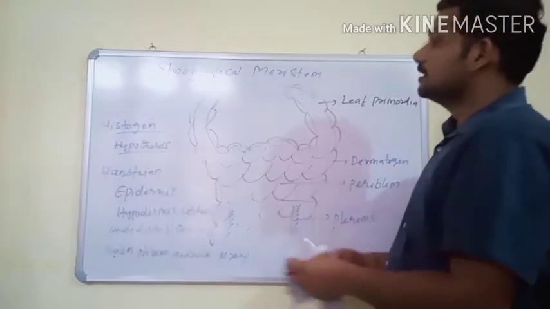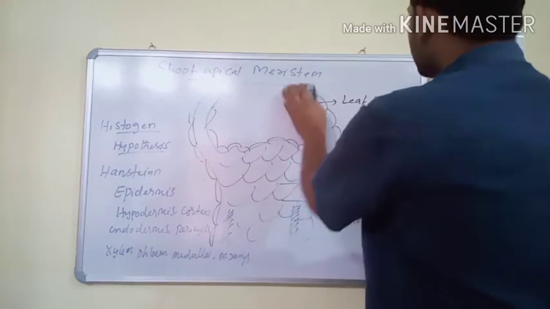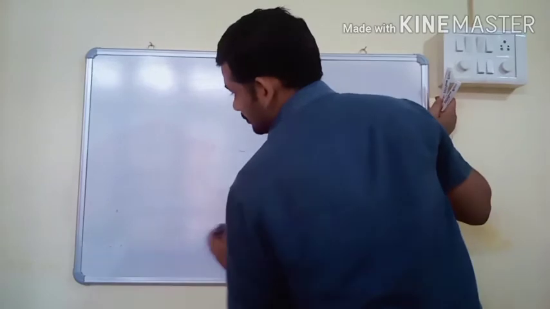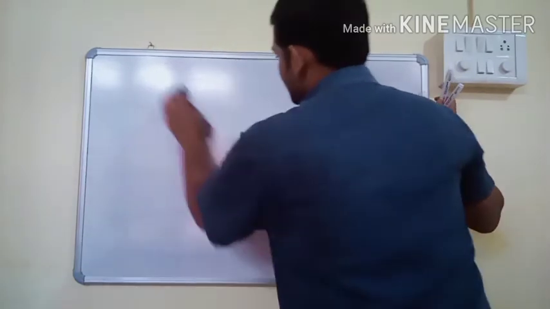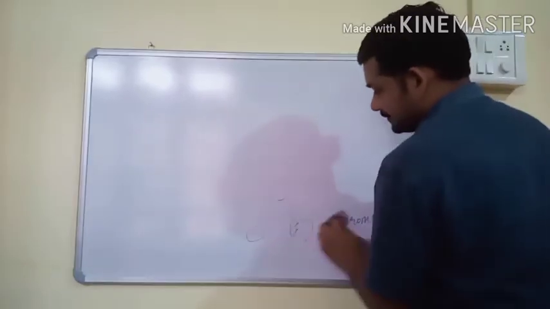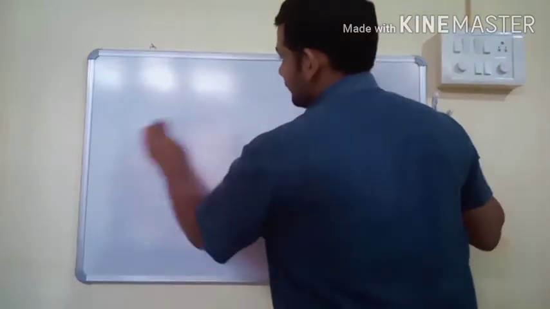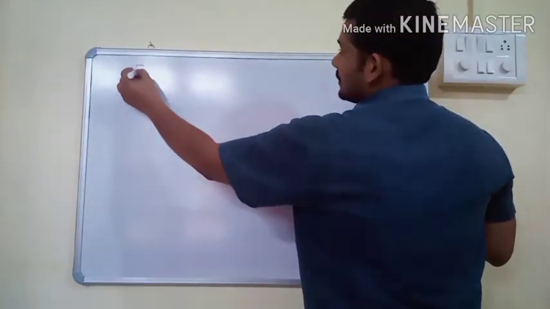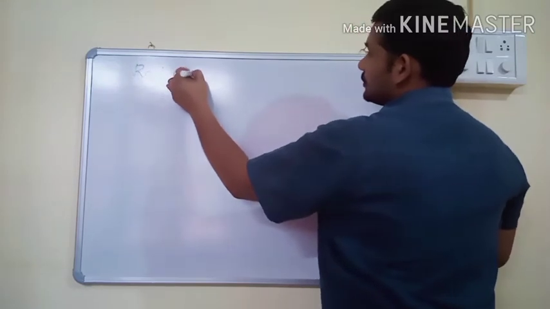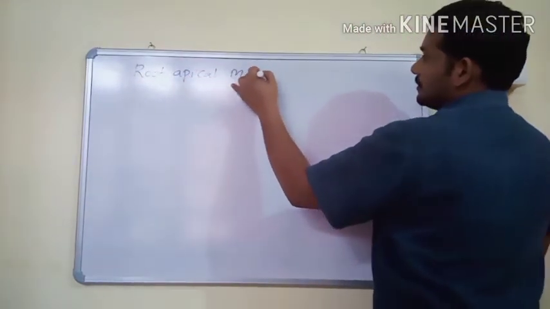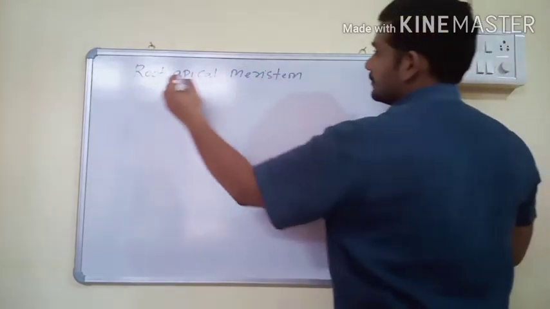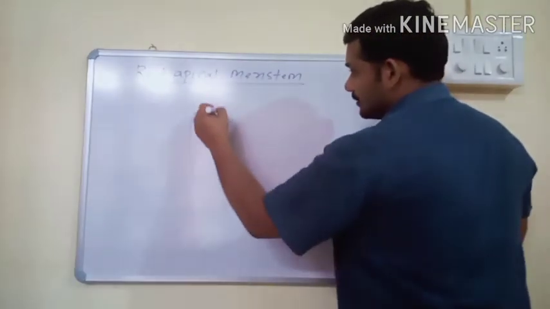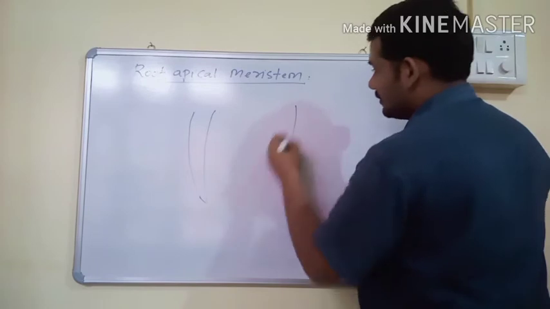So this is the shoot apical meristem. And the second one is the root apical meristem. If the apical meristematic tissue is present at the root apex, that is called root apical meristem. So root apical meristem is also called RAM. This is the diagram for root apical meristem.